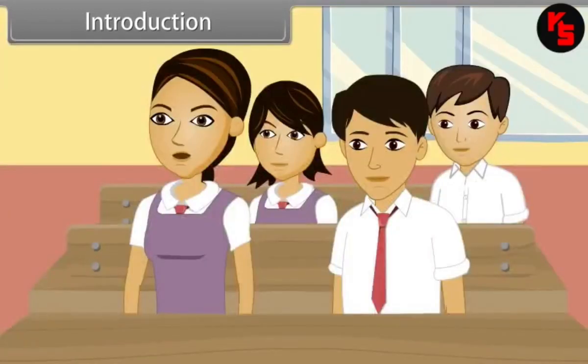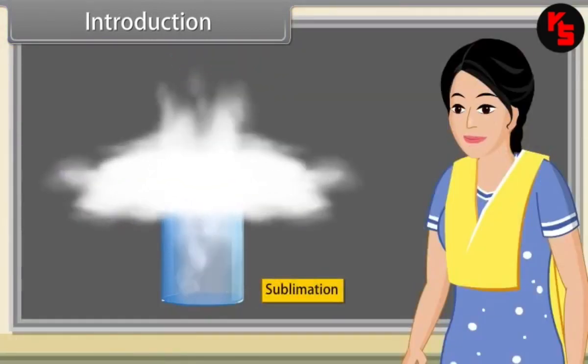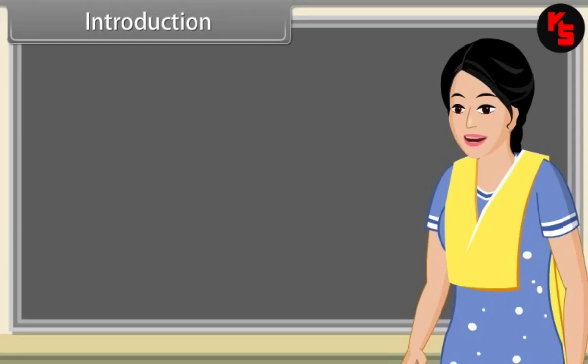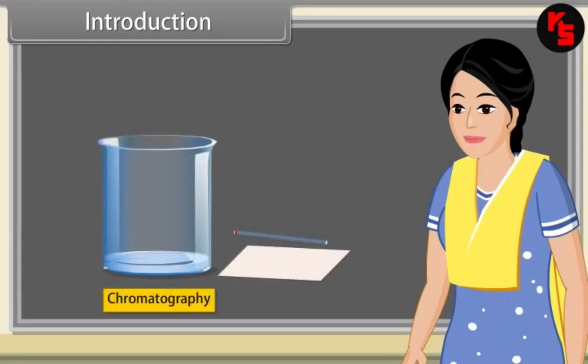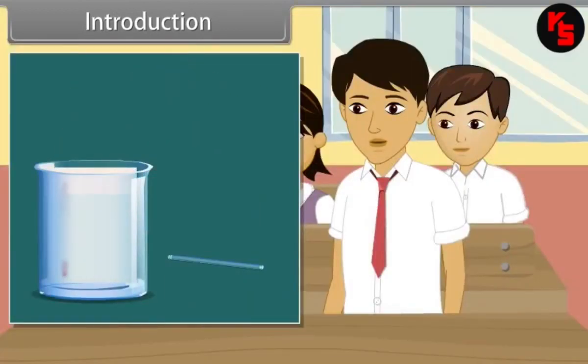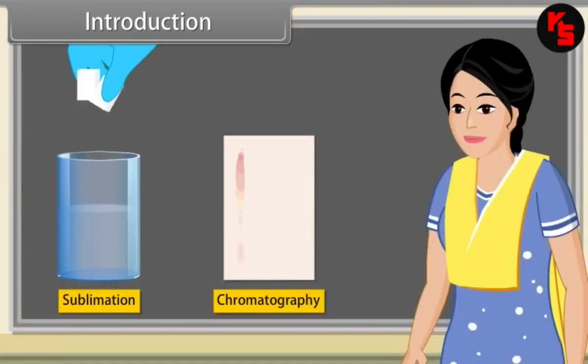Teacher, what is sublimation? Sublimation is the process in which a solid directly converts to vapor state without passing through liquid state upon heating. Now, can anybody tell me what is chromatography? Teacher, chromatography is a technique used to separate and analyze a mixture of chemicals. Very good, Aryan. Now we'll study the processes of purification in detail.